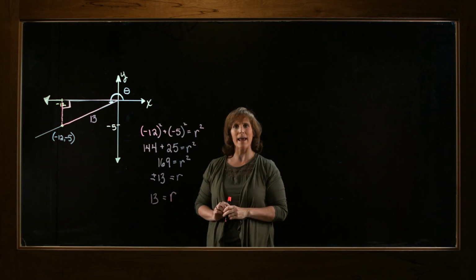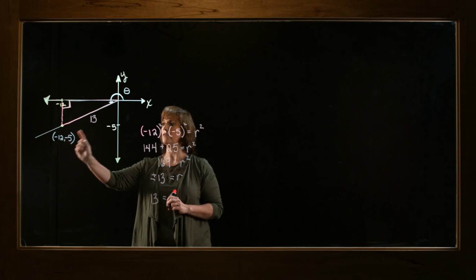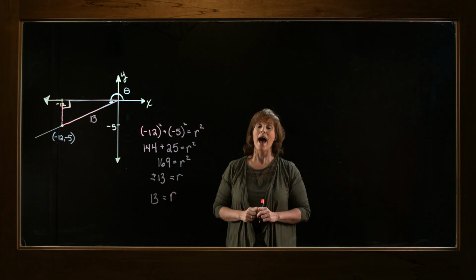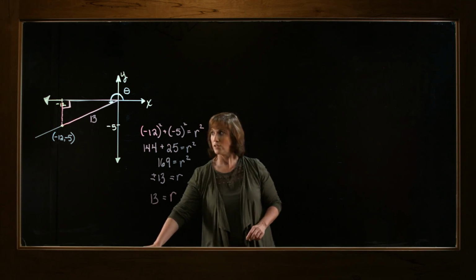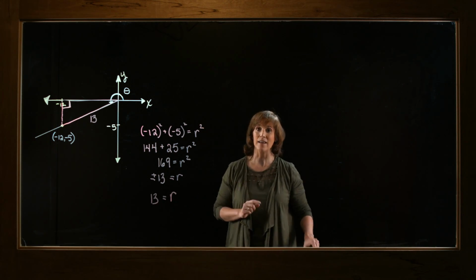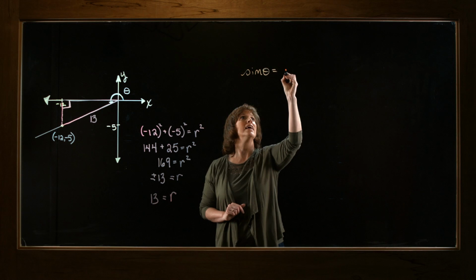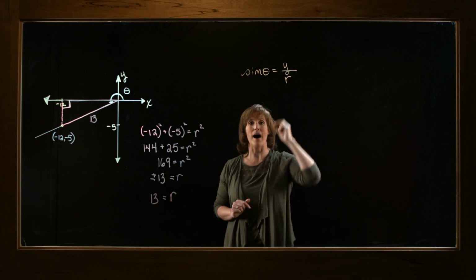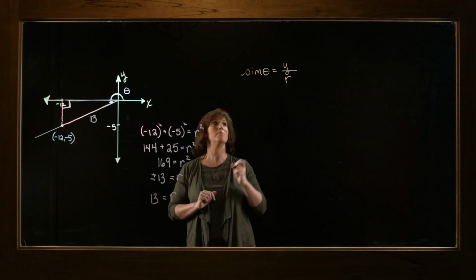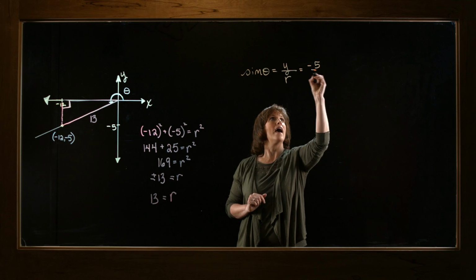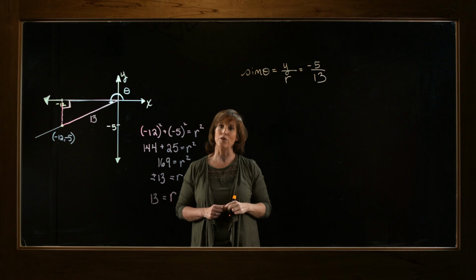Okay, so now what I have are 3 numbers: my x-coordinate of -12, my y-coordinate of -5, and my r value of 13. And I need to look at all the different ratios that I can create with those 3 numbers. So let's take a look at the sine function first. The sine of my angle theta, by definition, is the y-coordinate divided by that r value. In this case, the y-coordinate is -5, and the r value is 13. So the sine of my angle is -5 over 13.